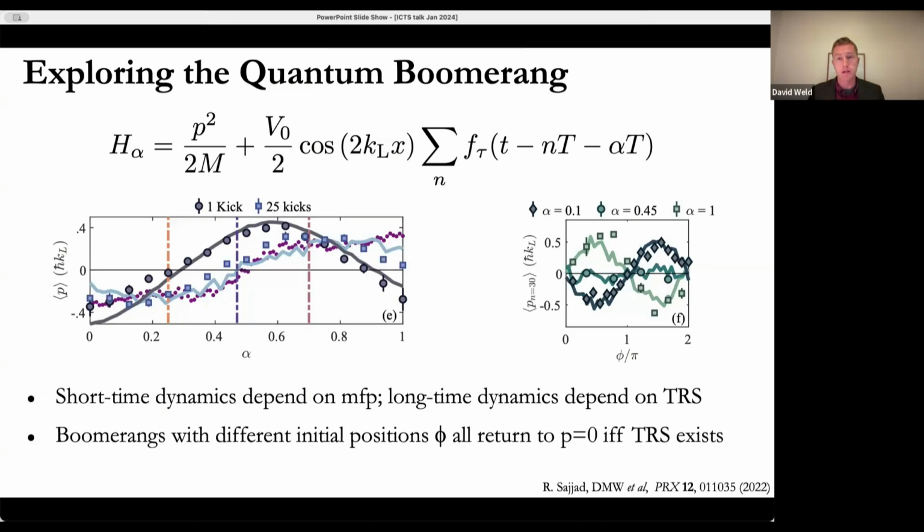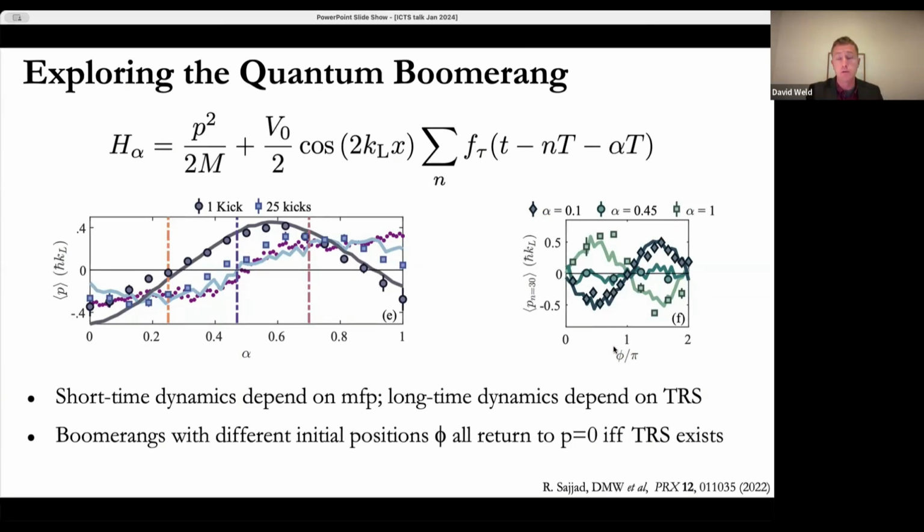Another thing that you might try, back to our original intuitive conception of the boomerang, is throwing the particle away from you in different directions or with different velocities. In this experiment, that corresponds to a different initial position offset of the primary lattice, the non-kicking lattice. And that's what's explored in this right-hand plot.